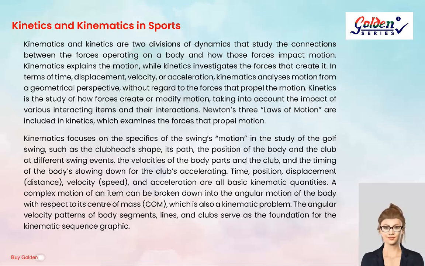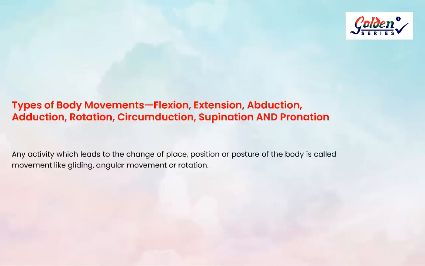Time, position, displacement, distance, velocity, speed, and acceleration are all basic kinematic quantities. A complex motion of an item can be broken down into the angular motion of the body with respect to its center of mass, COM, which is also a kinematic problem. The angular velocity patterns of body segments, lines, and clubs serve as the foundation for the kinematic sequence graphic.